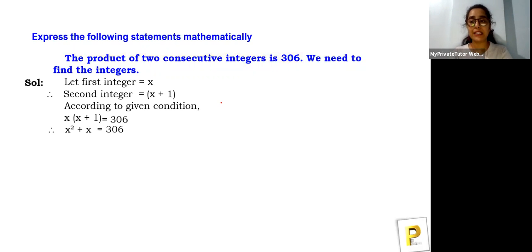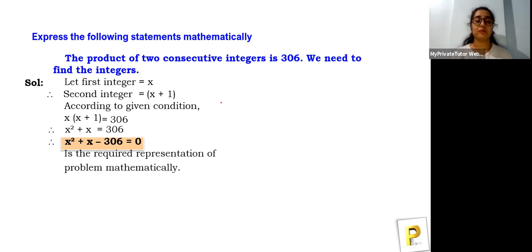Now if you take 306 to the left hand side, this looks like a quadratic equation. It is an equation, it has highest power 2, it has one variable, and yes, this is a quadratic equation. So they'll give you such conditions and a question, and you have to form a quadratic equation. Okay, so here we are done with this question, which is the required mathematical representation of the problem, and this is how you solve this question.